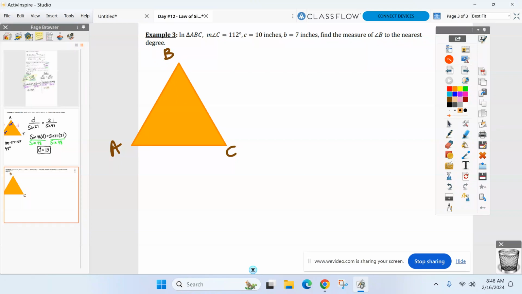Angle C, 112. C is 10, which means the side across from C is 10. Side across from B is 7. What's angle B now? All right, solving for an angle. What is angle B?